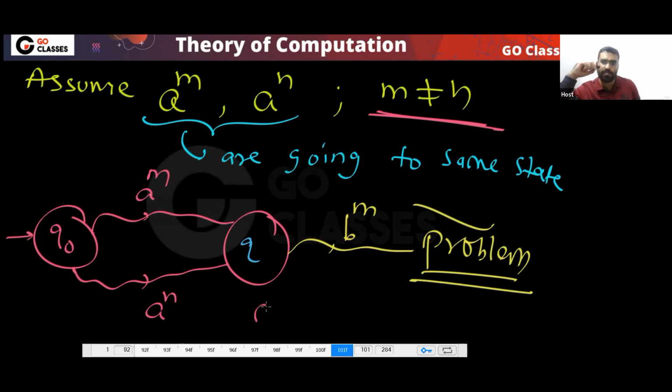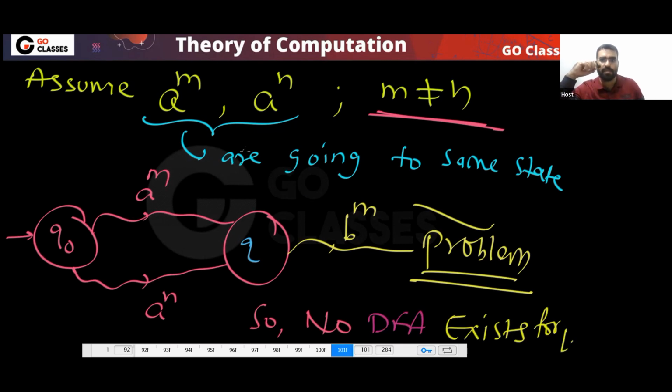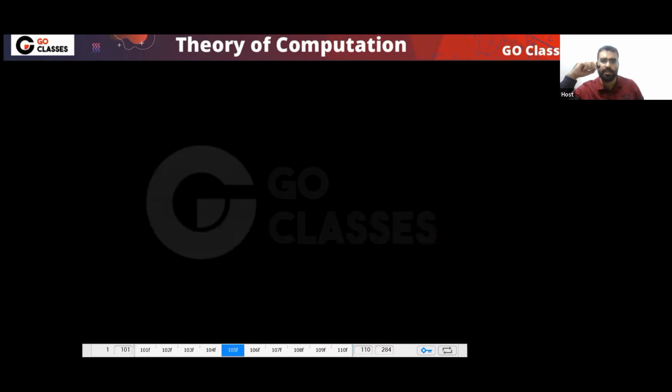So there is no DFA. So no DFA exists, I can say, for L. Did you find this proof interesting? This is the formal proof.